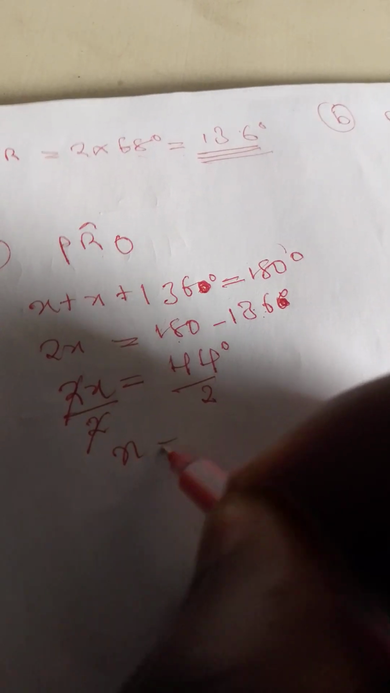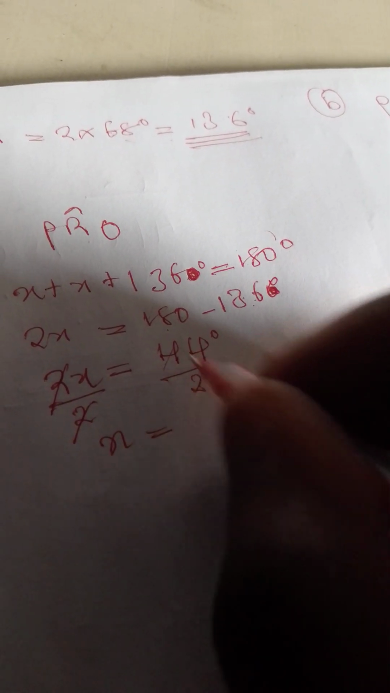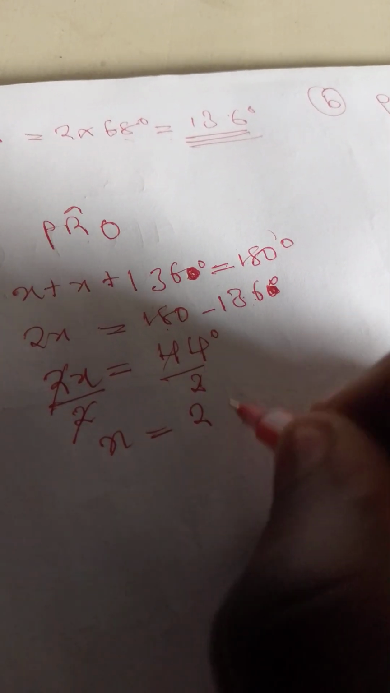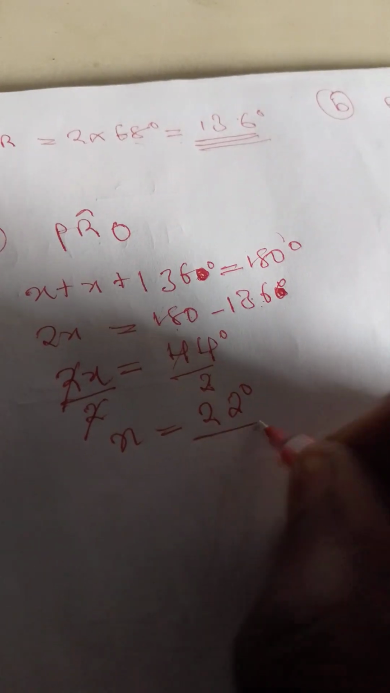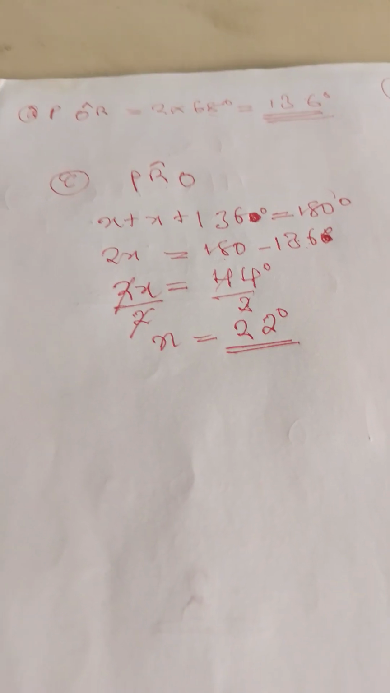x and x, then x is equal to 44 divided by 2, 2 into 4, it is 2. Therefore, ladies and gentlemen, that angle there, it is 22 degrees.